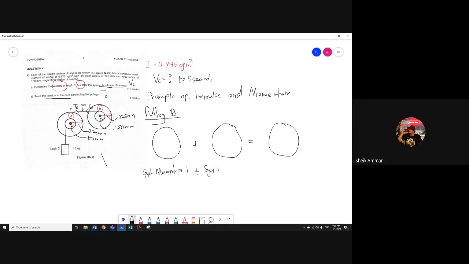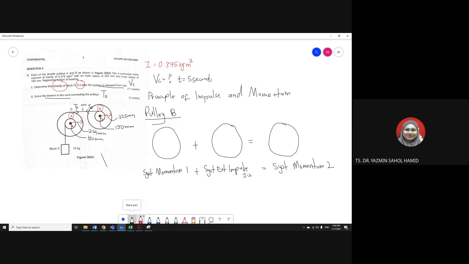Angular impulse. Yes, system angular impulse. The second is system momentum 2. The third is system external impulse 1 to 2, and then system angular momentum 2. Okay, good.